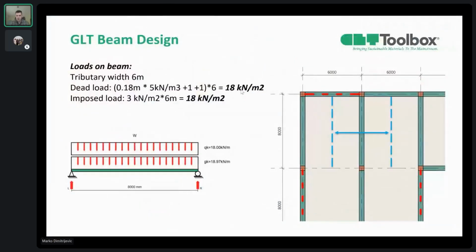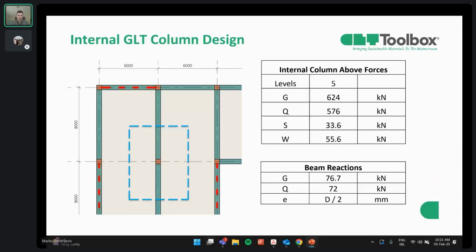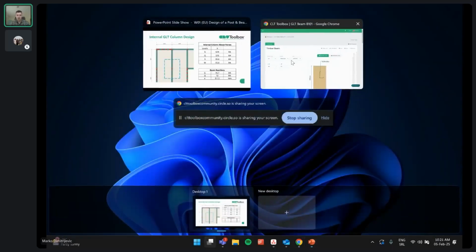So as we design the GLT beam, we're going to have the internal GLT column as the next part of the design. We'll also use the tributary area as marked on the imagery on the left. So we have an area of 48 square meters. Based on it, we calculated the loads from above, and we also have beam reactions from the hanging beams on the sides. So we'll use this information as inputs and go with the calculation of the GLT column.